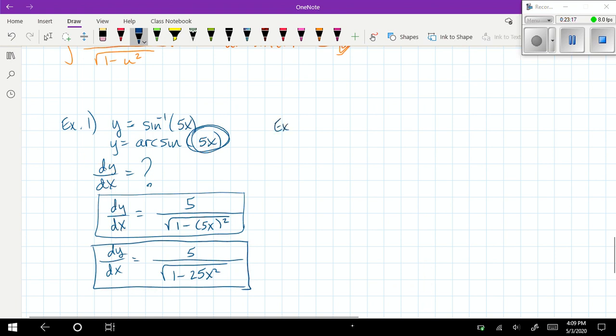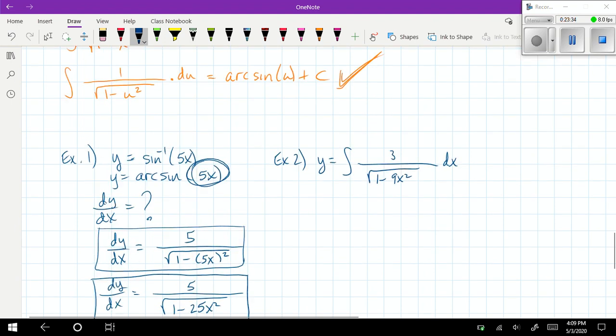Here's example 2. Let's say y is equal to, how about the integral of 3 over the square root of 1 minus 9x squared with respect to x. So I want you to go backwards. You might need that formula right there. Okay. First, you need to write it so that it's in the correct format. So we're going to rewrite this problem so that it looks like it's the square root of 1 minus something being squared.